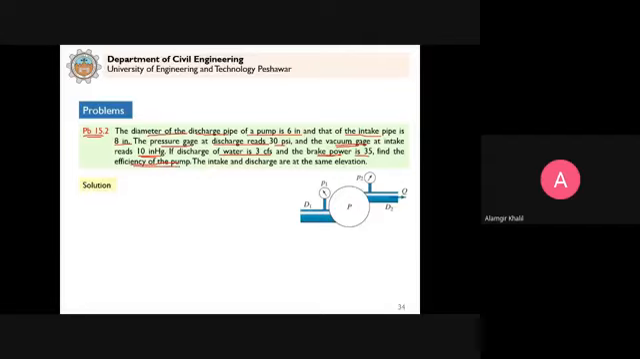Now we need to calculate the efficiency. The input power is given, we need to calculate the output power. Then we will be able to calculate the efficiency of the pump. The intake and discharge are at the same elevation.